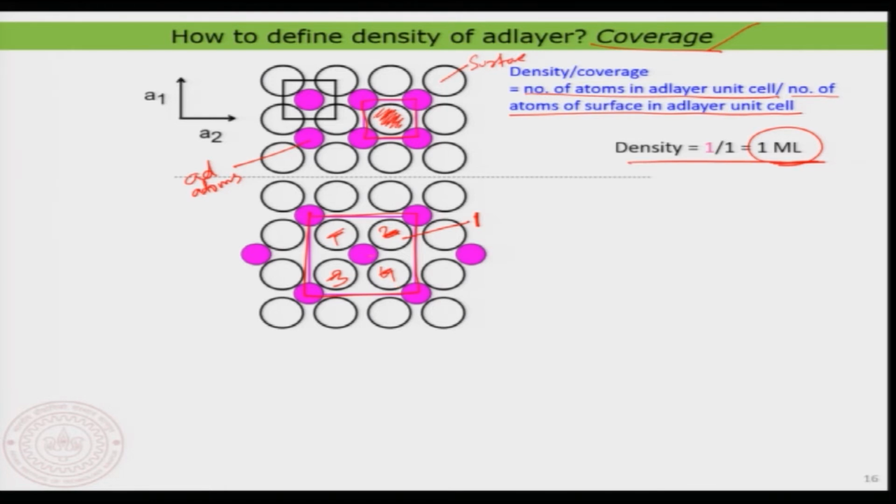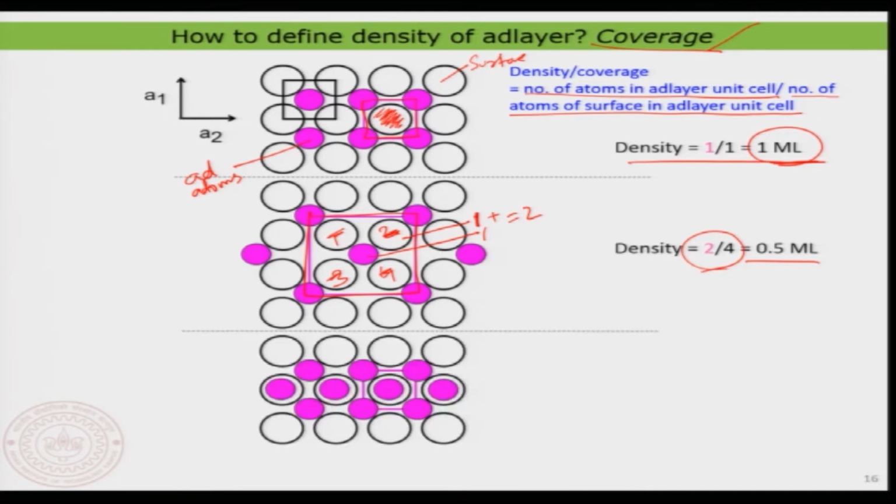For the Adlayer I have basically 1 here and 1 here. So, total I have 2 atoms. That means 1 plus this one, which is actually equal to 2. So, if I now calculate the density or the coverage, you basically have 2 by 4, and that is something called a half monolayer. That means the surface is half occupied by the Adlayer atoms.